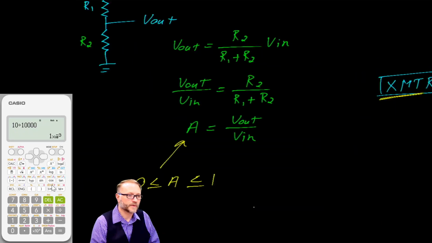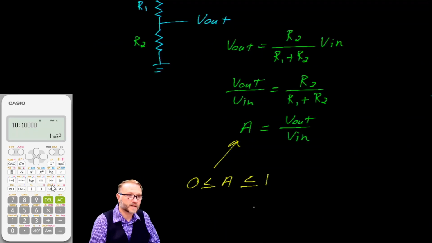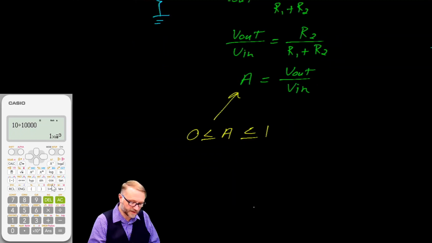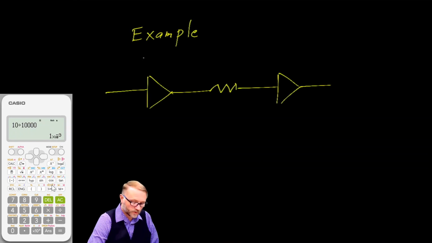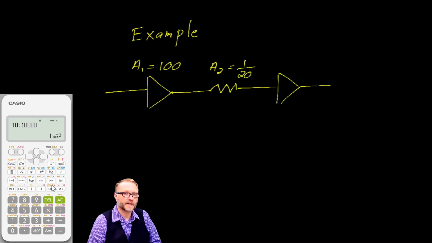With that in mind, we go back here where we talked about amplifiers and attenuators, and we can put them together. For example, we'll let this first amplifier have a gain of 100. So amplifier 1 with a gain of 100. We'll let this attenuator have a gain of 1 over 20. Yes, I realize it's an attenuator and we're describing it as having a gain, but you can see that the output would be smaller than the input.